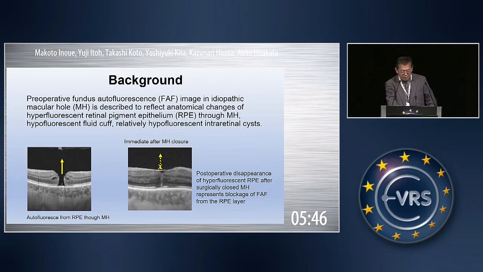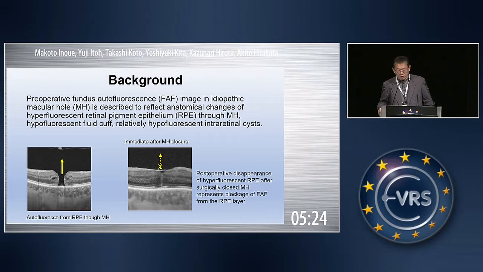The background: preoperative fundus autofluorescence images in idiopathic macular hole are thought to reflect the anatomical change of the hyperfluorescent retinal pigment epithelium through the macular hole. Hypofluorescent fluid cuffs reflect relatively hypofluorescent intraretinal cysts. So most of the autofluorescence is from the RPE layer through that macular hole.